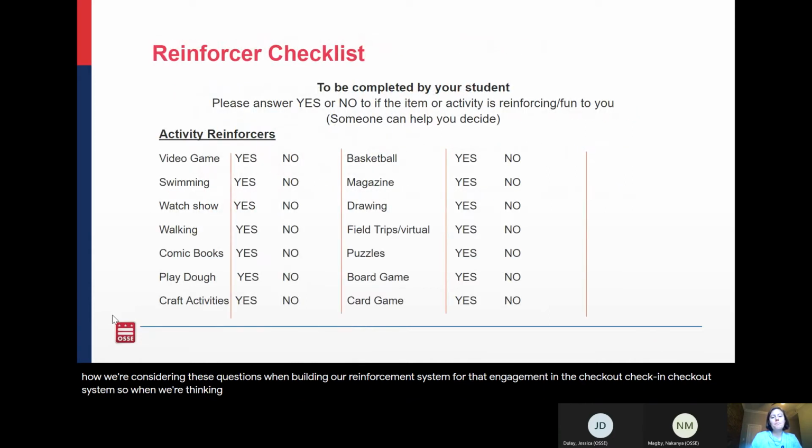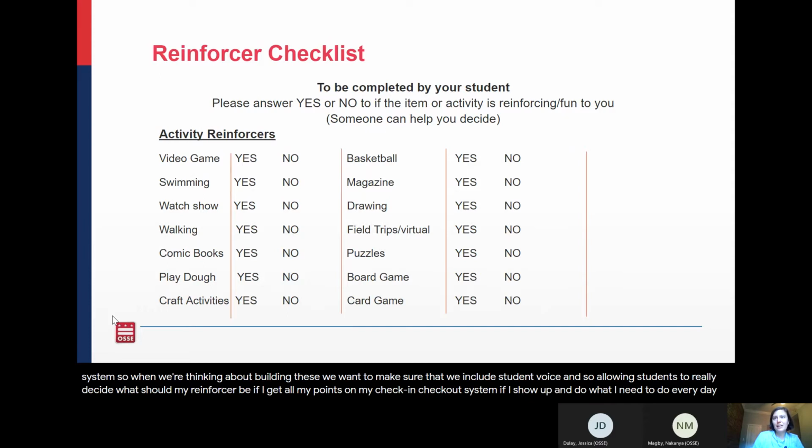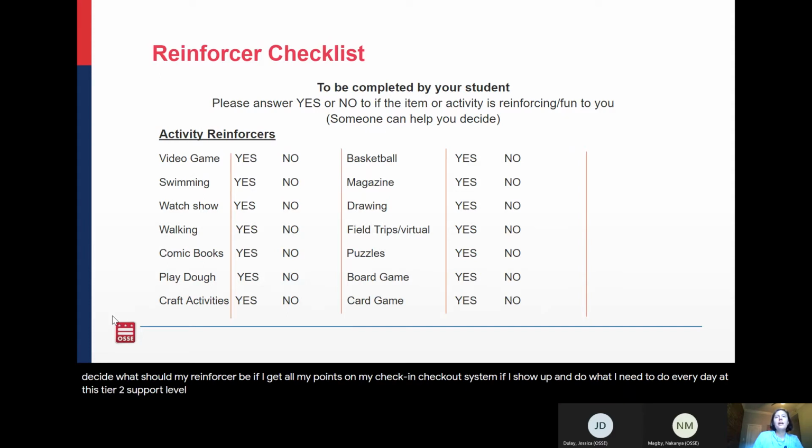When we're thinking about building these, we want to make sure that we include student voice. So allowing students to really decide, what should my reinforcer be? If I get all my points on my check-in, check-out system, if I show up and do what I need to do every day at this tier 2 support level, what are things that would reinforce my behavior to make sure that I keep doing what I need to do to be successful until we can fade this intervention?